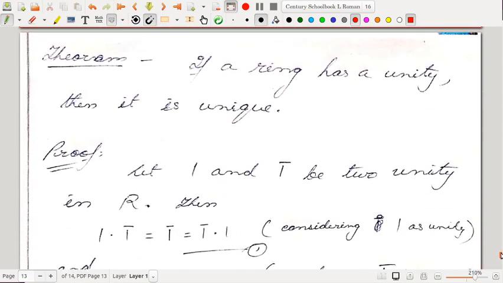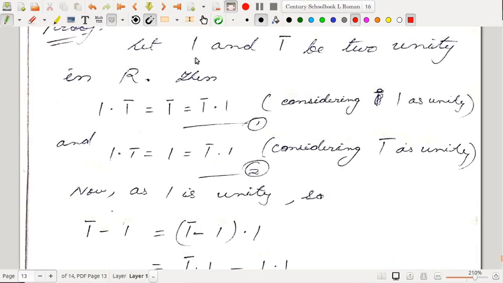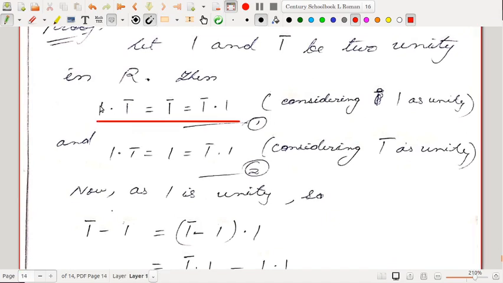So, if a ring has a unity, then it is unique. If a ring has a unity, then it has to be unique. So there cannot be two unities inside a ring. Okay. So suppose that 1 and 1 bar be two unities in R. Then 1 into 1 bar is 1 bar. If we take 1 as the unity, so 1 into 1 bar has to be the number itself, that means 1 bar. Again, we take 1 bar as unity. That means 1 into 1 bar has to be 1. So 1 into 1 bar is 1 also, and 1 bar also.